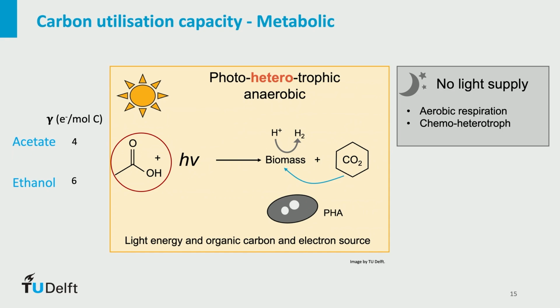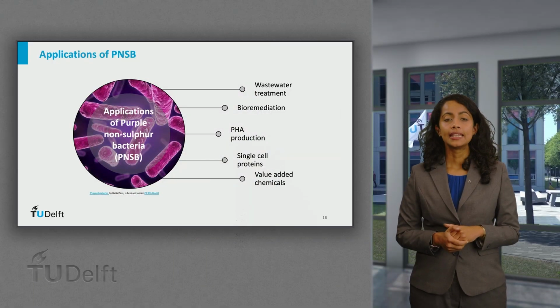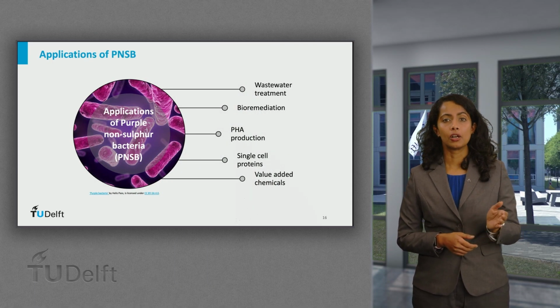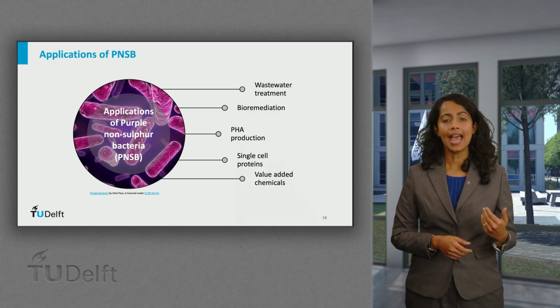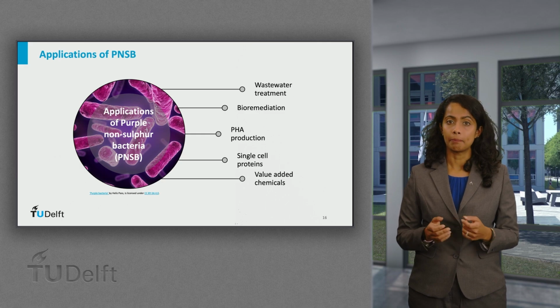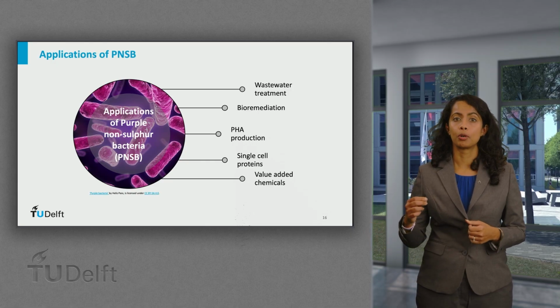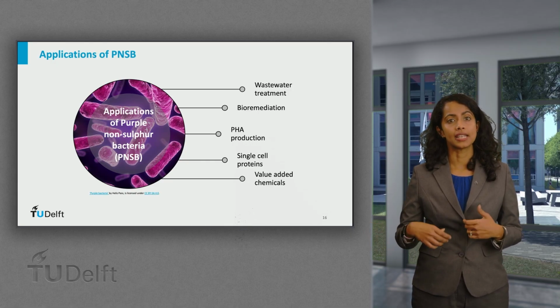Finally, in a typical diurnal cycle, during the absence of light, these organisms can also adopt a chemoheterotrophic lifestyle or perform aerobic respiration. Because of this versatility, purple non-sulfur bacteria have several biotechnological applications. They can be used for wastewater treatment, biological production and remediation, and nutrient recovery, producing valuable compounds such as bioplastics, PHAs, pigments, carotenoids, and single-cell proteins that can promote plant growth or serve as feed additives.